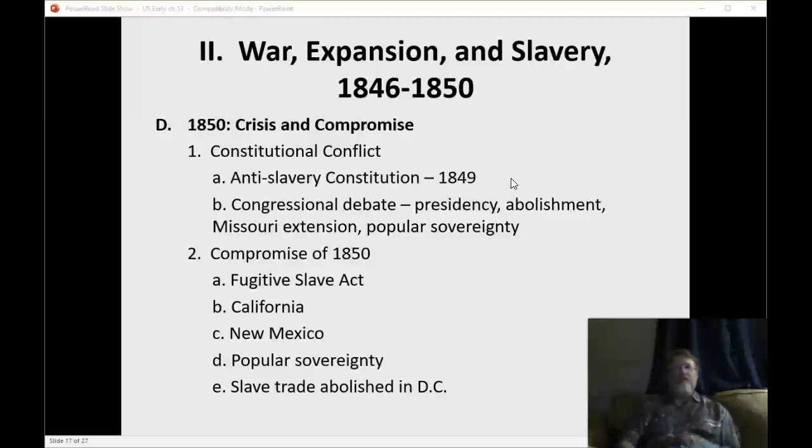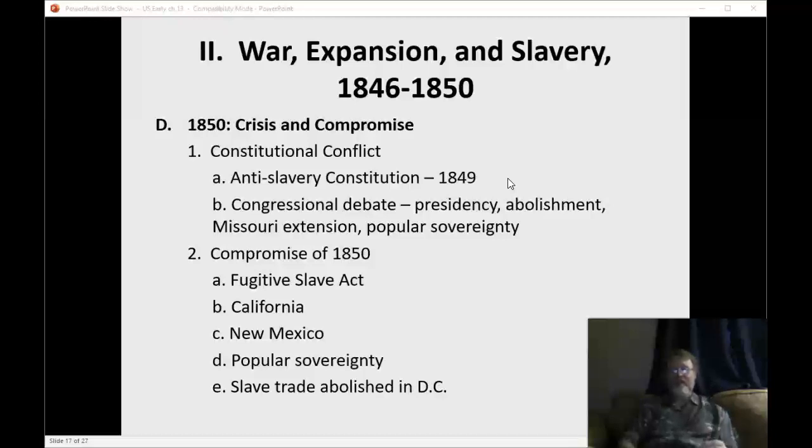This is what saves the Union for another 10 years. This is the only thing that keeps war away. But it lasts, what, a decade. Many people are already agitating for secession, meaning there are many people in the South already saying, you know what, it's going to happen. Eventually, we're going to have to leave the US because so much of Washington and so much other public opinion is anti-slavery that we are going to be forced to form our own independent slave country.